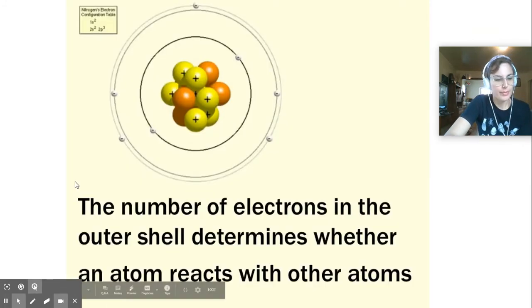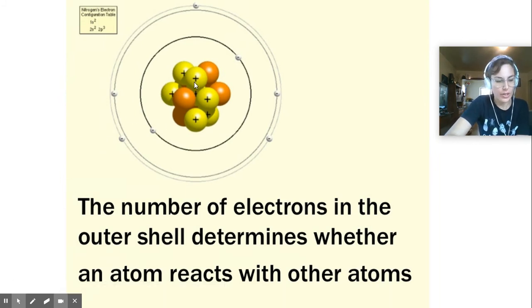Okay. So remember that how an element is going to act is based on the number of electrons in its outermost energy level. Okay. So here, these are our protons. Okay. And then these are our neutrons.